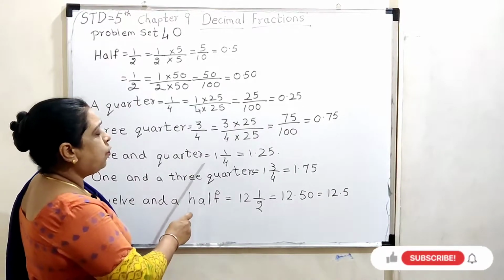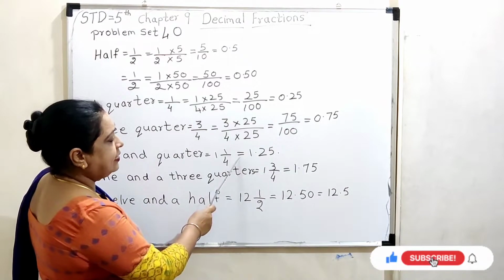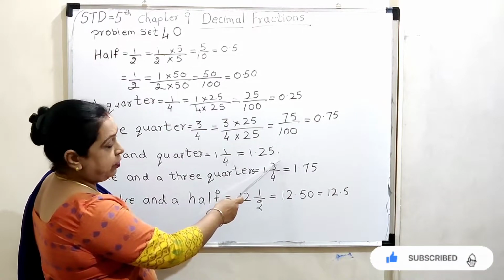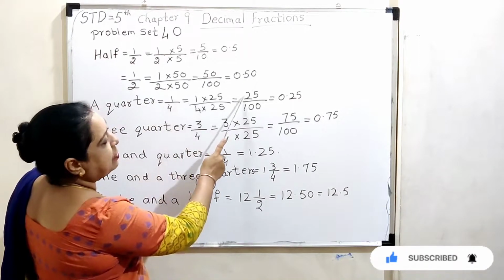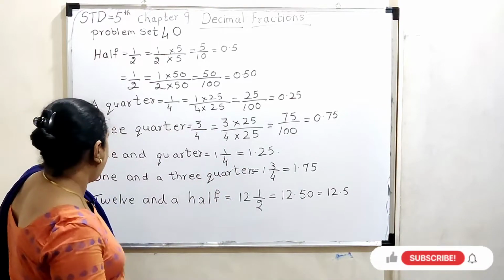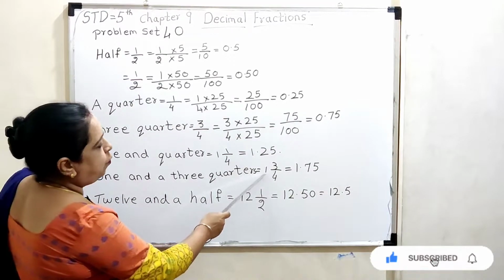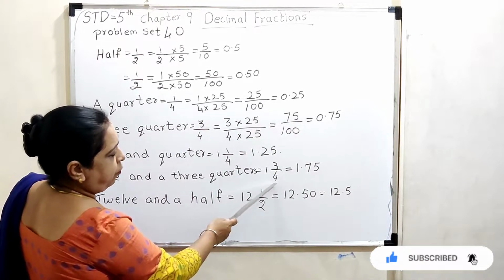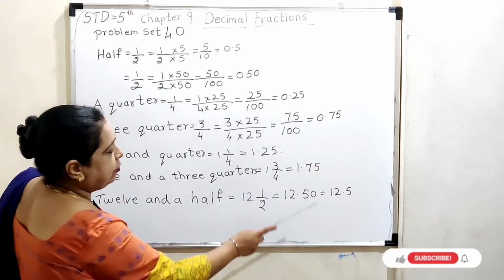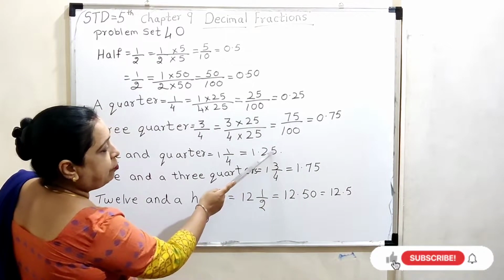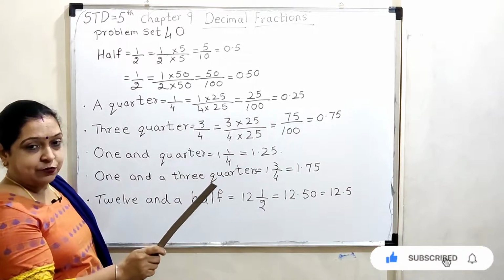Now, what do you mean by 1 and a quarter? 1 and a quarter means 1 upon 4. We write 1.25. Quarter means 25. Now 1 and 3 quarter. 3 quarter means 3 upon 4. So we write 1.75. 3 quarter means 75, 1 quarter means 25, and half means we can consider 50 as I told you before.